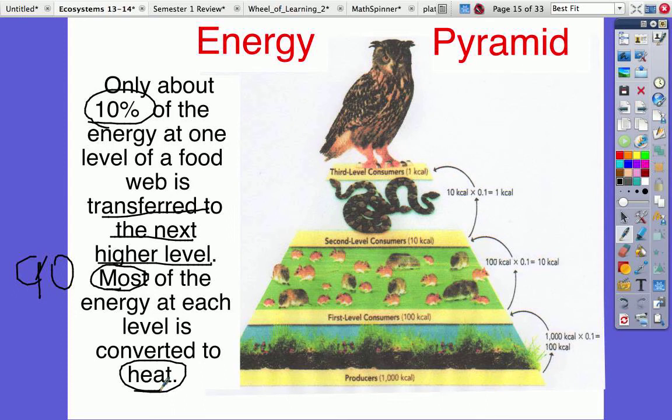So again, let's look at this one. We start off with 1,000 kilocalories, 10% gets transferred to give you 100, 10% gets transferred to give you 10, and then finally, once the owl eats the snake, only 10% of 10 gets transferred to give you only 1 kilocalorie.